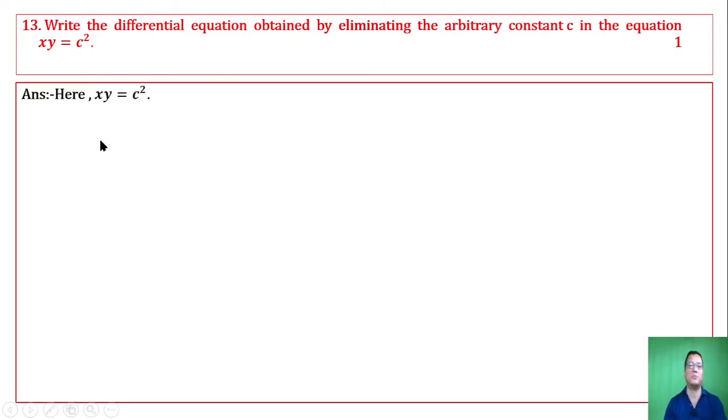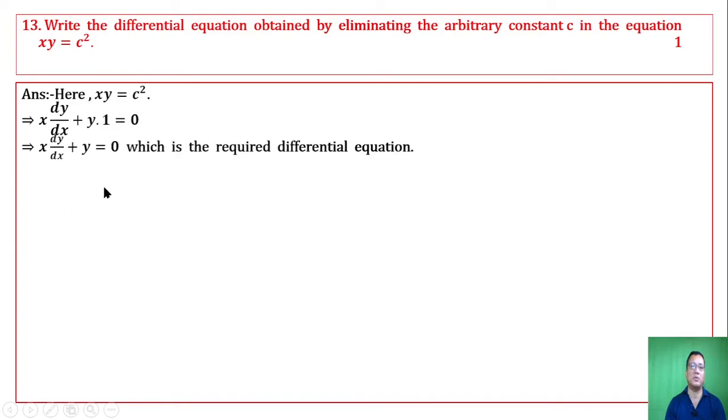Differentiating both sides with respect to x, we get, by the product rule, x into dy by dx plus y into 1 equal to the derivative of the constant, 0, which gives x dy by dx plus y equal to 0, which does not contain the arbitrary constant and contains a derivative, which is the required differential equation.